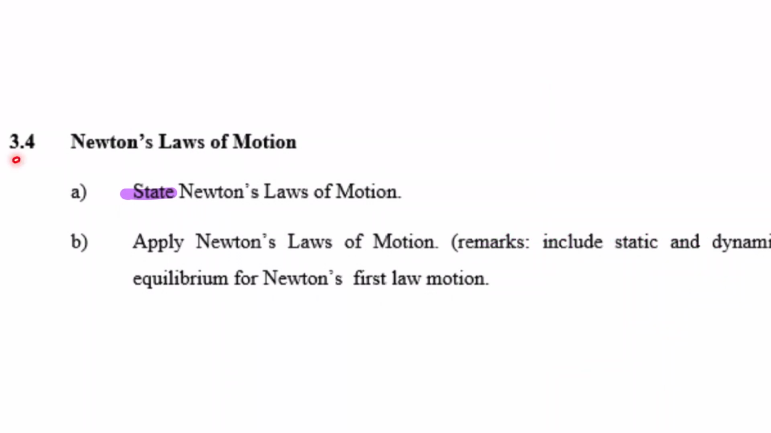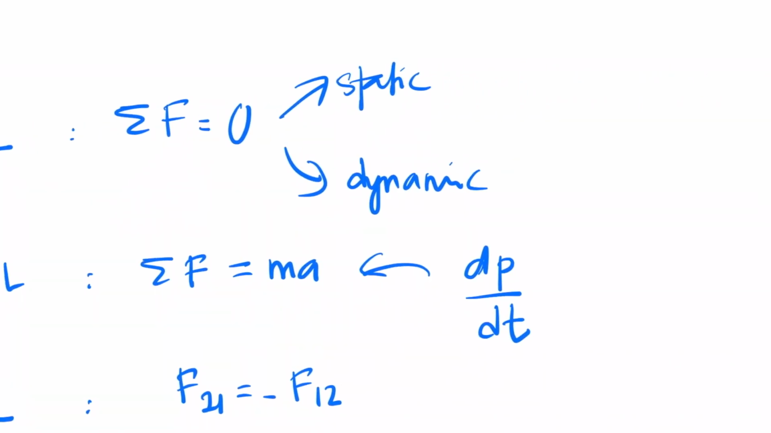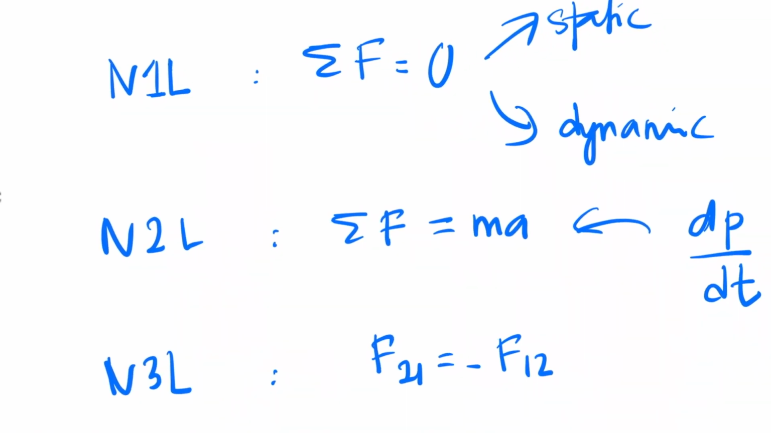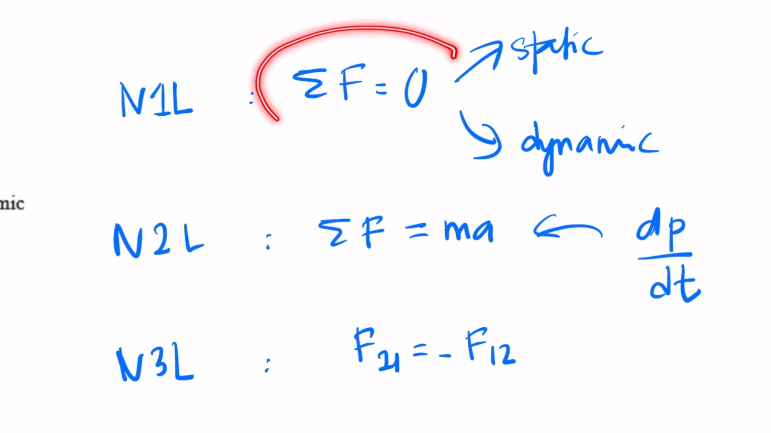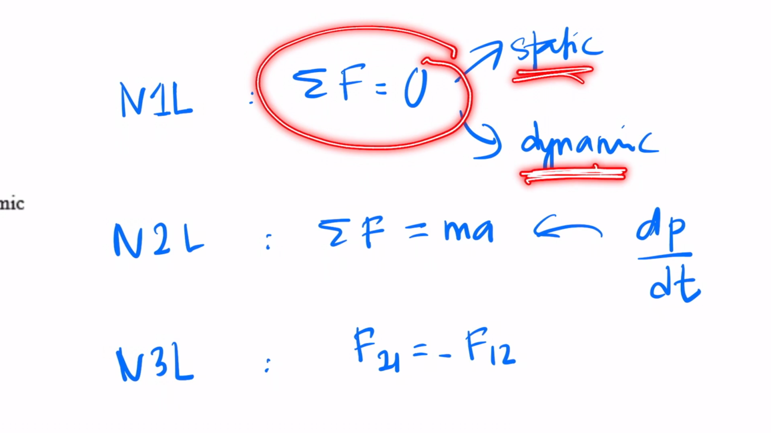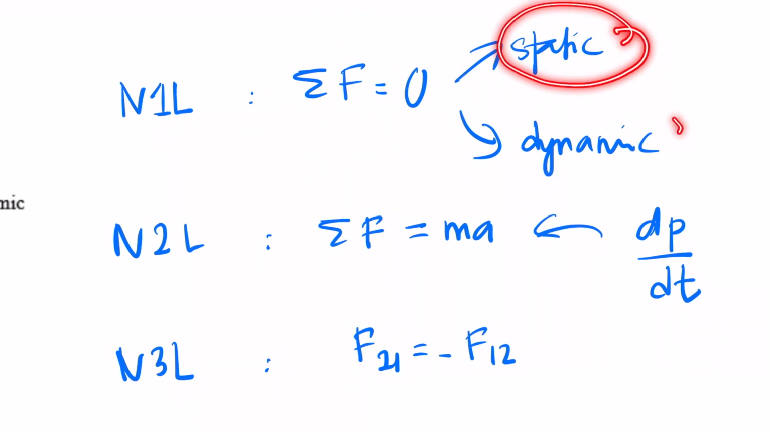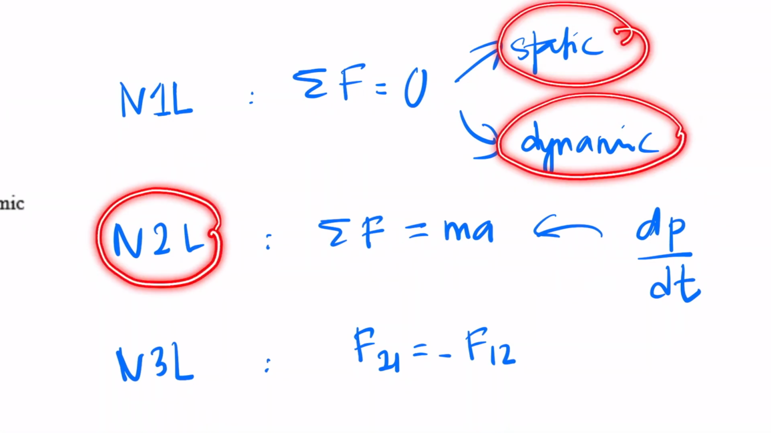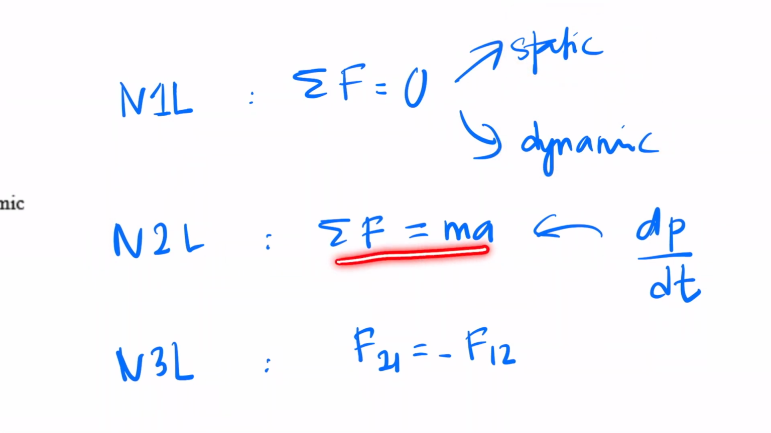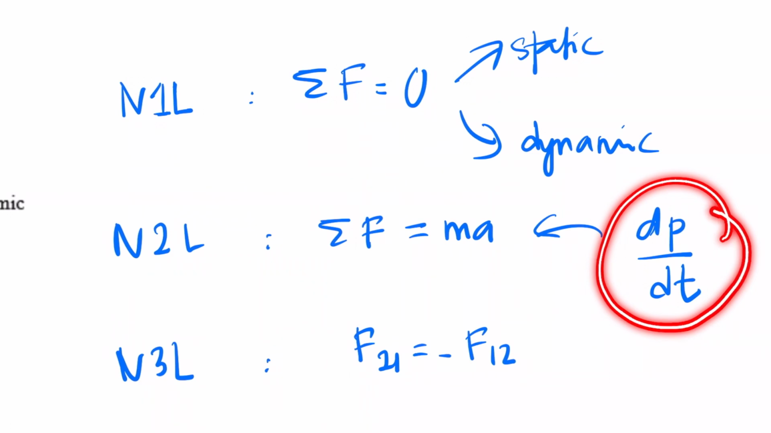Okay, our last subtopic is 3.4, Newton's laws of motion. You need to state Newton's laws of motion. Okay, very simple. We have 3 Newton's laws. Newton's first law of motion, where we use the sum of forces equal to 0 for static and dynamic equilibrium. So you all must understand what static equilibrium is and what dynamic equilibrium is. Okay, remember that. The next one is Newton's second law of motion, which is the sum of forces equals ma, which we commonly use in equations to solve problems related to force, and which comes from the equation for rate of change of momentum. So the equation F equals ma is obtained.